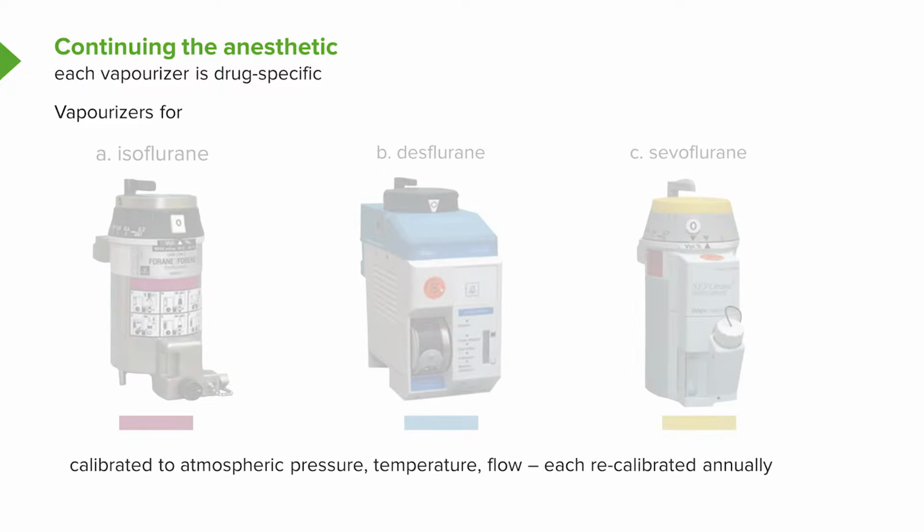This is a picture of 3 vaporizers that are commonly used in anesthesia. They are all drug-specific. They'll only manage one drug. They're calibrated for atmospheric pressure, or whatever the atmospheric pressure is in the area in which you live. They change their delivery of vapor dependent upon the temperature in the room. So if it's in the middle of the summer and very hot, they adjust to that. They also adjust to the flow that you set through them. And each is calibrated annually, as I mentioned.